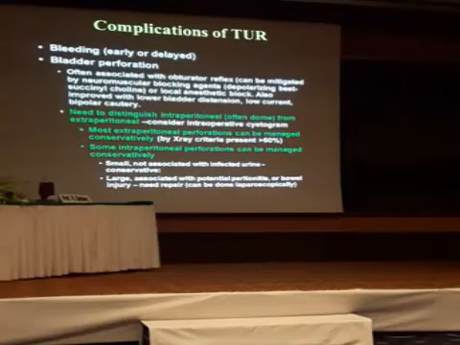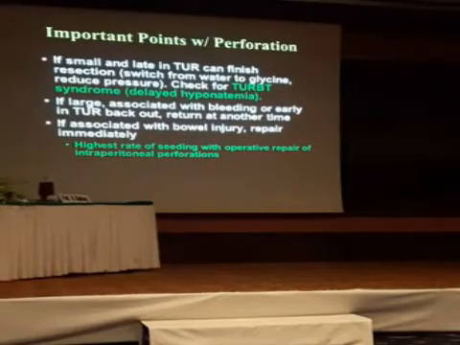What has changed is, when I was training, the thought process was if you have an extraperitoneal perforation, put a catheter in and you're fine. But if you had an intraperitoneal rupture, then you had to open. You always had to open, explore, and close. That's not always the case. Nowadays, even if you have a small intraperitoneal tear, you can manage that conservatively. So how do you identify them?